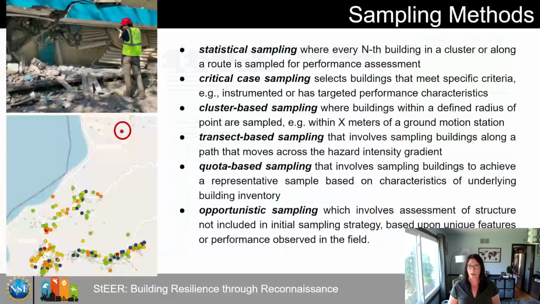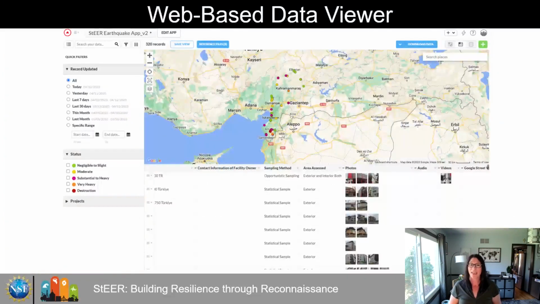We also help our mission designs consider the appropriate sampling methodology and then share that with our surveyors so they understand the type of sampling we're going to conduct given the mission objective, taking from one of these various sampling methodologies that we have standardized. And all of that data is then pushed into our web-based data viewer at fulcrumapp.com, where all of our users can log in and access the data.